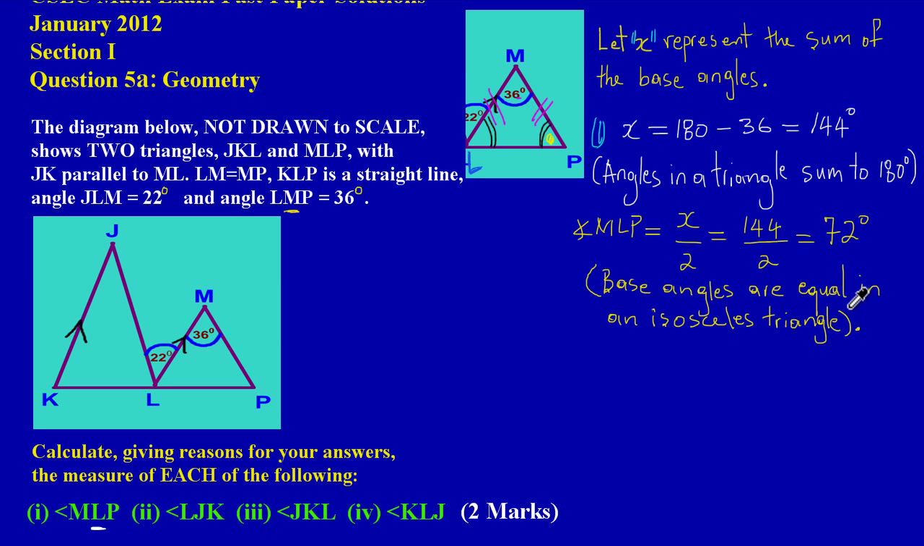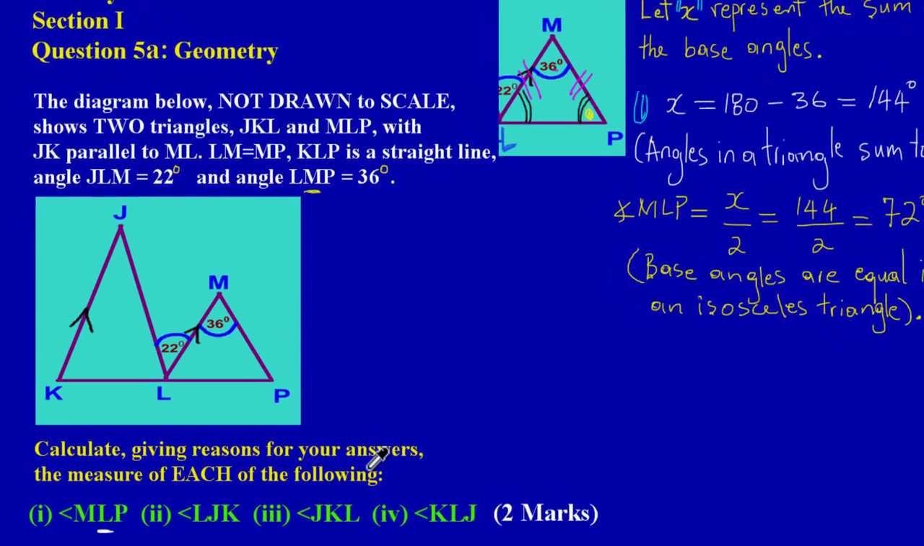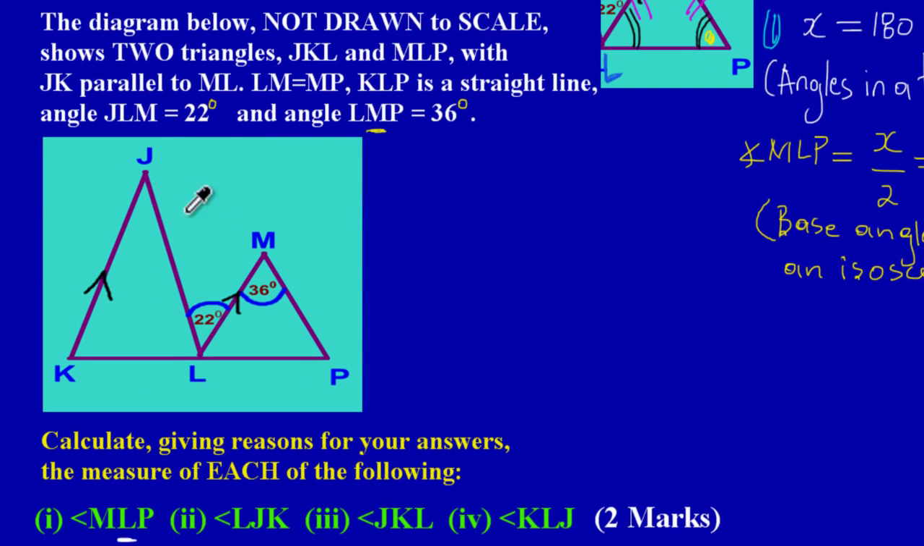Base angles are equal in an isosceles triangle. Now let's move on to part 2, angle LJK. If you look carefully at the angle LJK, they're asking us to find the angle at the apex here, my friends. This angle here at the apex they're asking us to find.